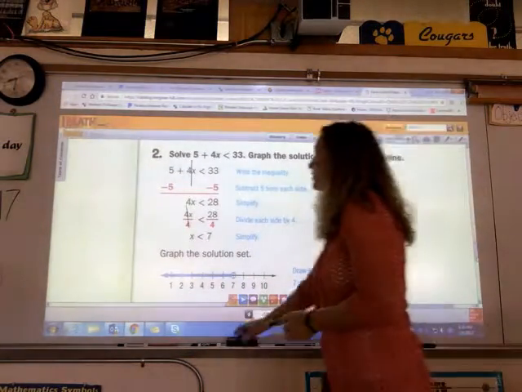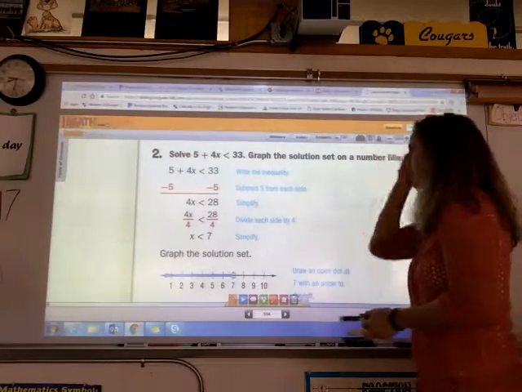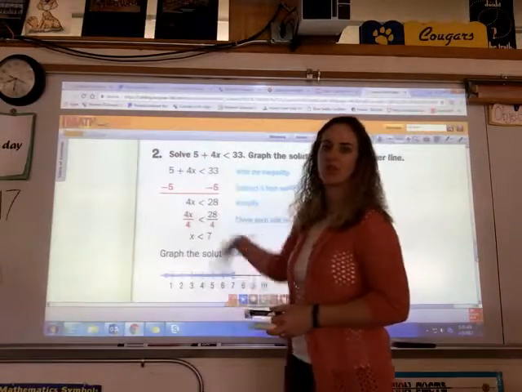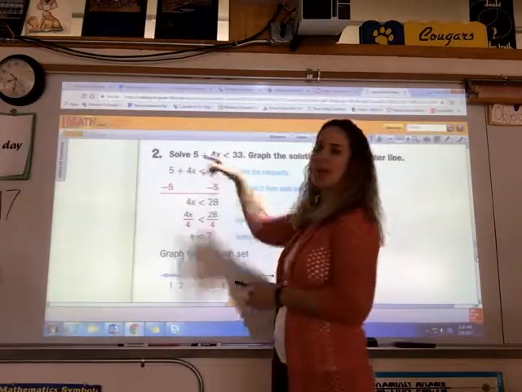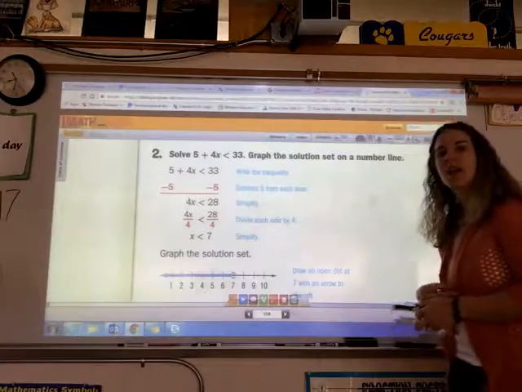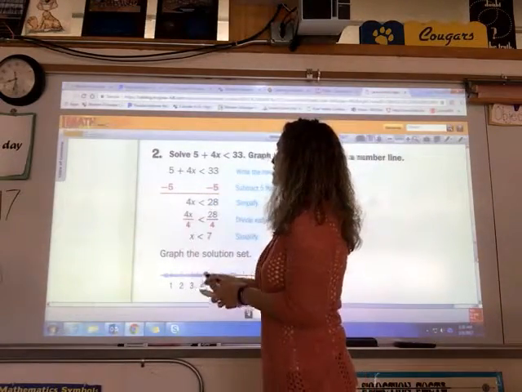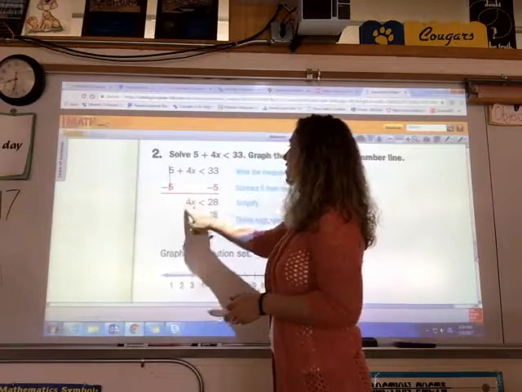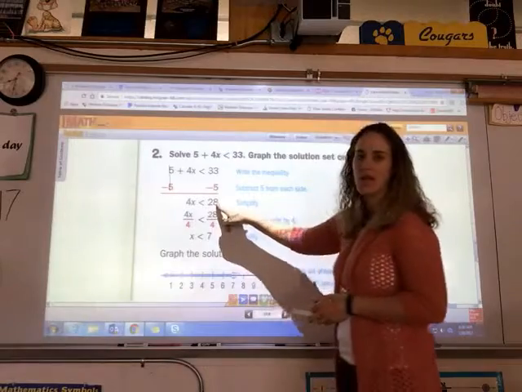Let's take a look at example number 2. We've got 5 plus 4x is less than 33. Again, think of this in terms of what we did for equations. We've got our variable over here, and 5 is being added to it. So the opposite of adding 5 would be to subtract 5. We're going to subtract 5 on both sides. My 5's are going to cancel out. 4x is left. 4x is less than 33 minus 5, which is 28.